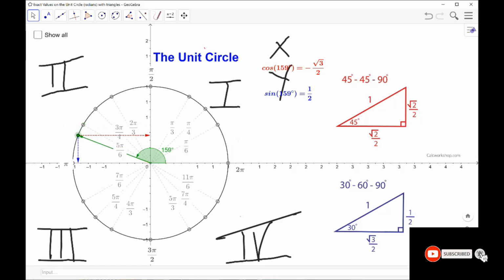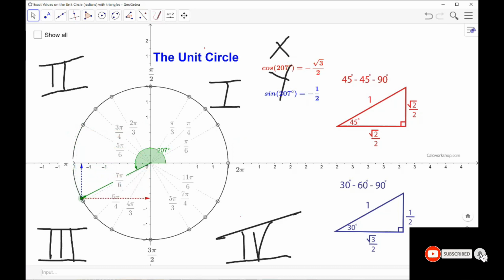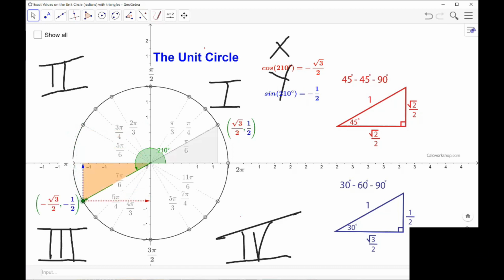Let's make our way to pi, or 180. So again, the cosine of 180 would be negative 1. The sine of 180 would be 0. Let's make our way around to 7 pi over 6, or 210. In quadrant 3, both the x and y are negative, and 210 corresponds to 30. So the cosine of 210 will be negative root 3 over 2. The sine of 210 will be negative 1/2.